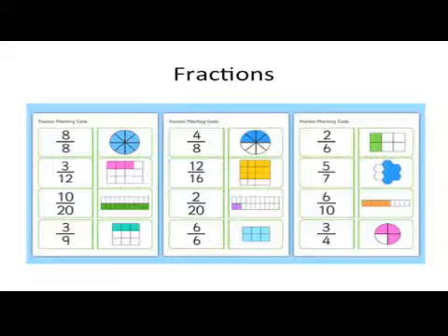Welcome students. Today we are going to see about fractions. Do you know what a fraction is? A fraction is a part of a whole.